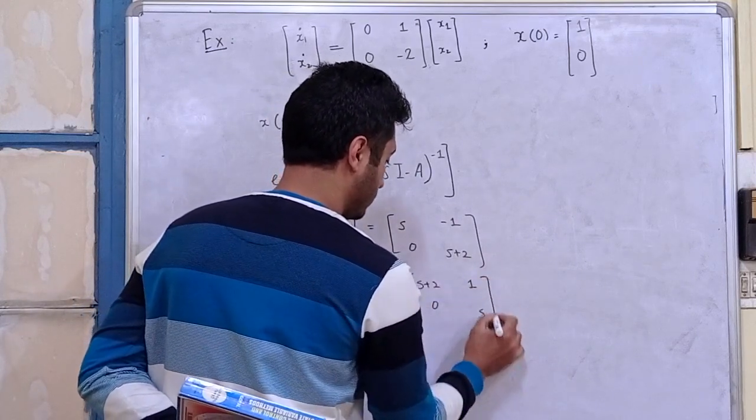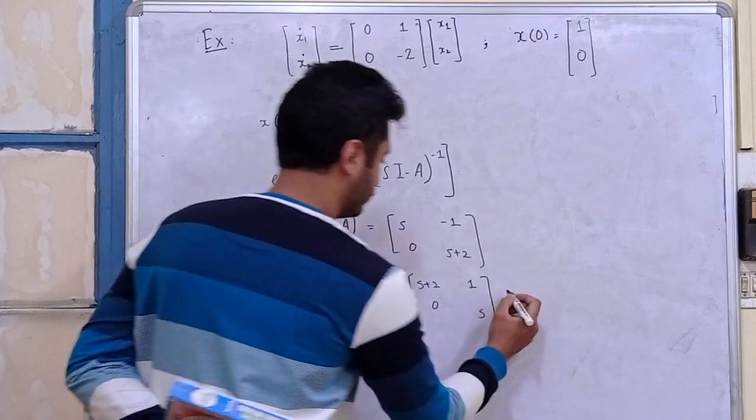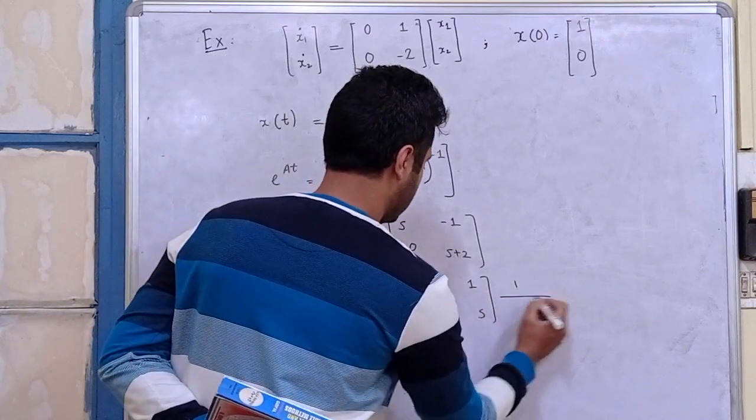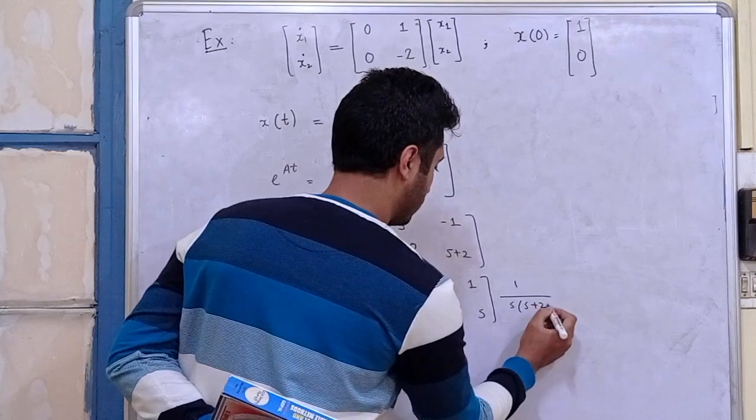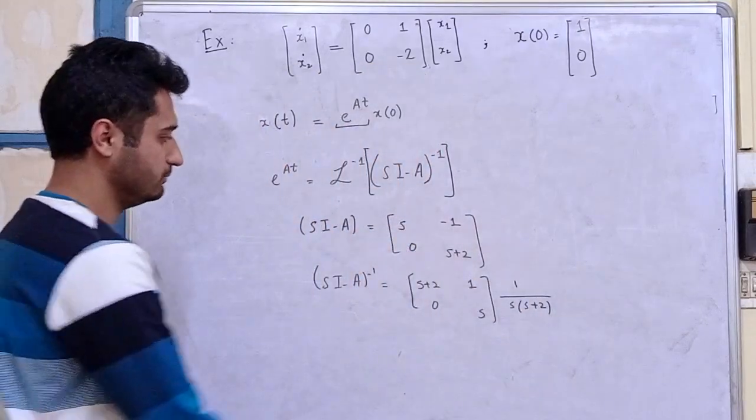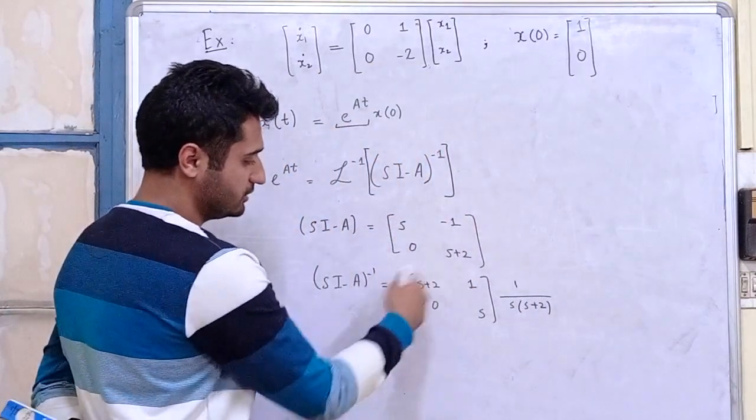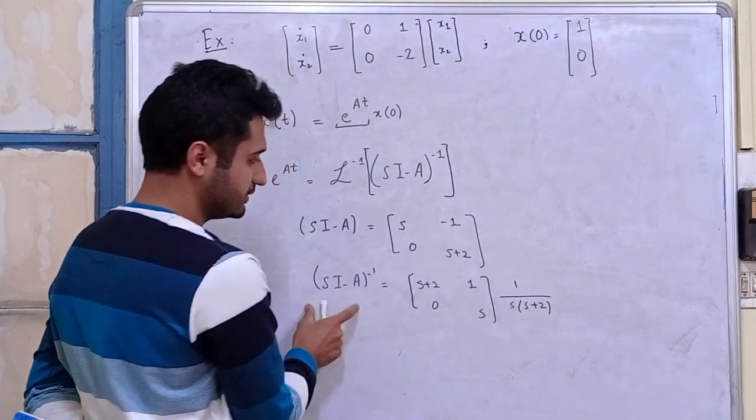This is the adjoint. तो इसमें डिवाइड भी क्या आएगा? 1 by s into s plus 2. आएगा ना डिनोमिनेटर में एक्स्ट्रा टर्म. ये तो 0 है. Yes. So this is the adjoint divided by the determinant. This is the inverse. Yes, sir.